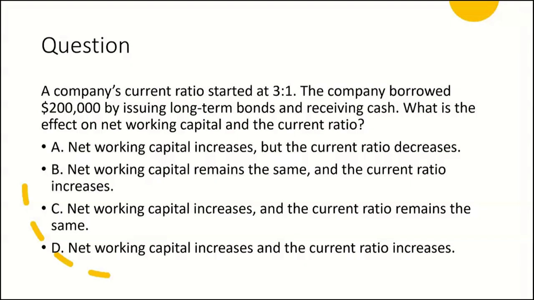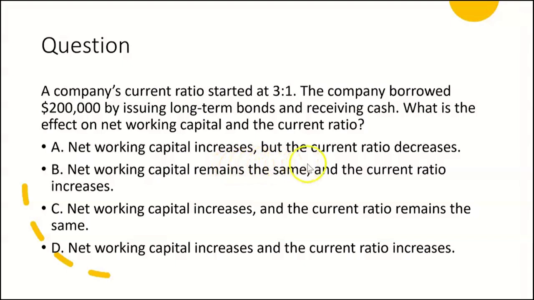Well, let's take net working capital first. Net working capital is current assets minus current liabilities. And if we're taking in cash of $200,000, current assets go up. And then what about current liabilities? No, we're borrowing long term. So there's no impact on current liabilities. So net working capital does increase.